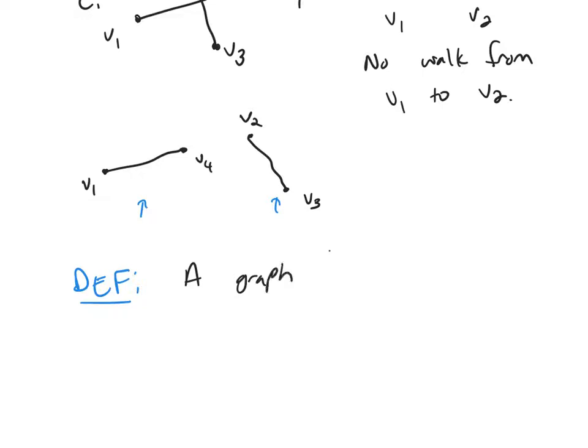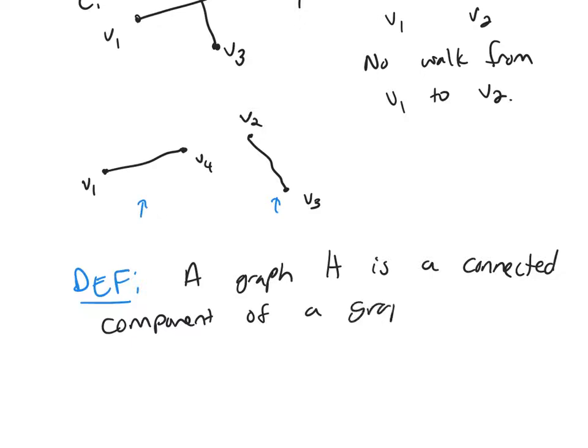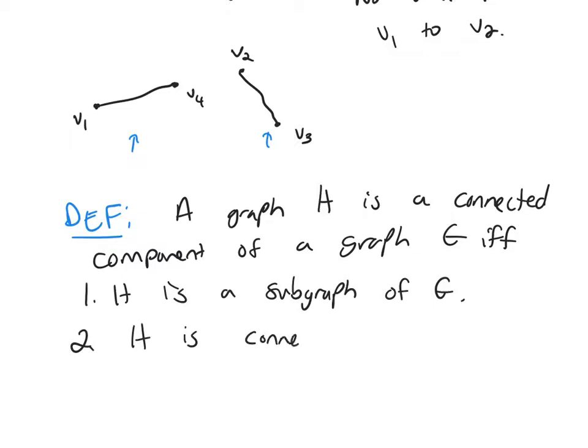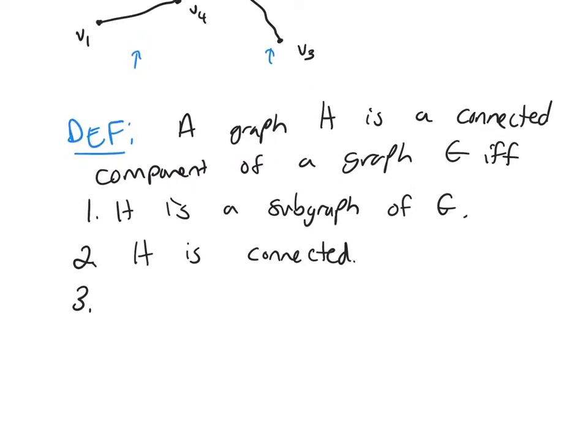A graph H is a connected component of a graph G if and only if the following things happen. First, H needs to be a subgraph of G. H has to be connected. And this third condition is essentially requiring that it's the largest connected part of the graph.